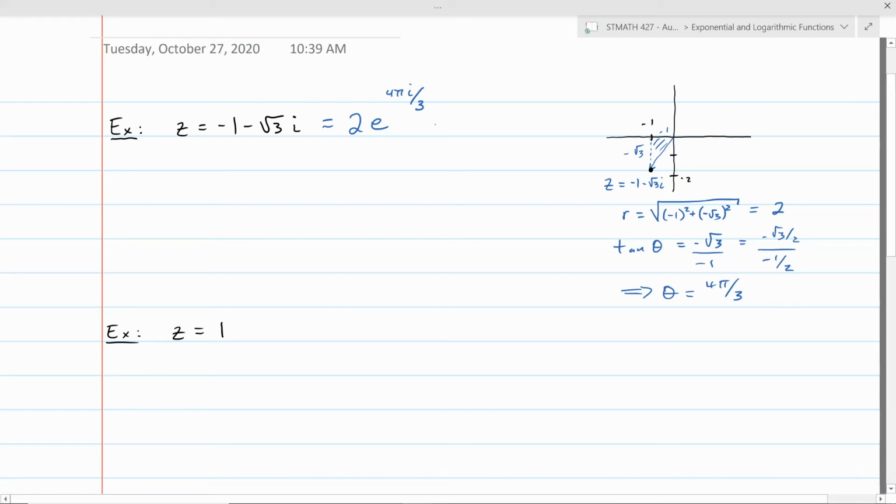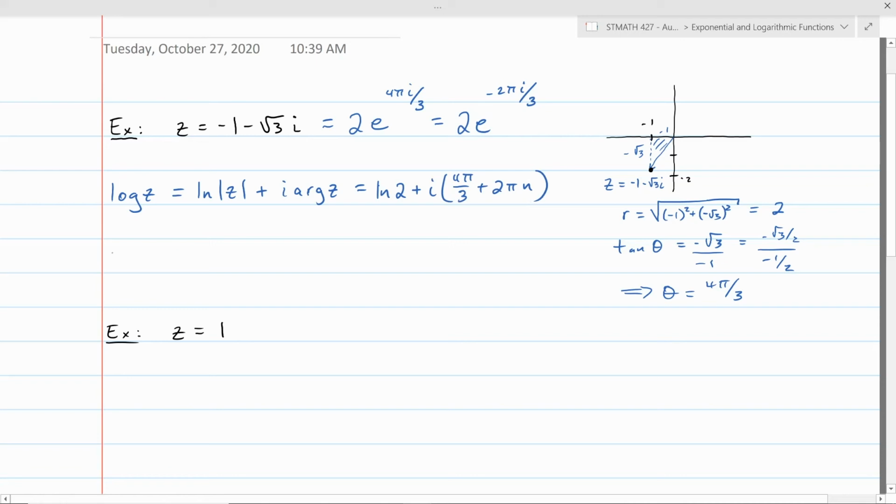If I wanted the principal argument of this thing, I could write it as 2e to the -2 pi i over 3 to get the angle in the right interval. So I could say, well, the log of z, according to our formula earlier, is the natural log of the modulus of z plus i times the arg of z. I could write it as natural log of 2 plus i, and then the argument I could write as 4 pi over 3 plus 2 pi n, where n, of course, is just any old integer.